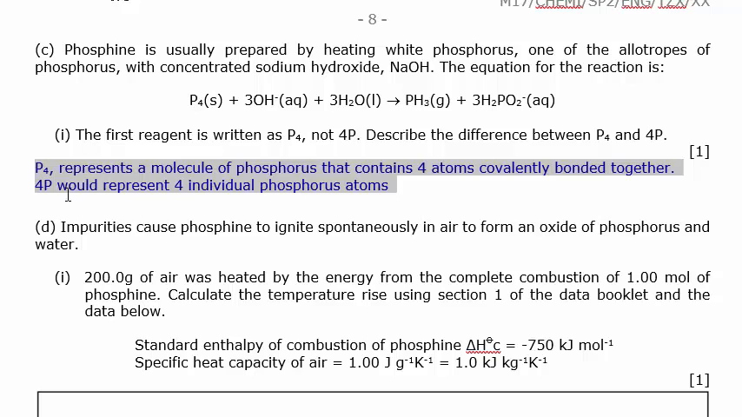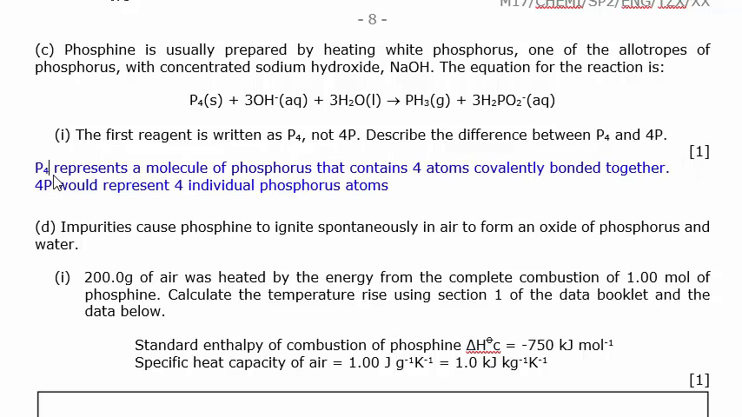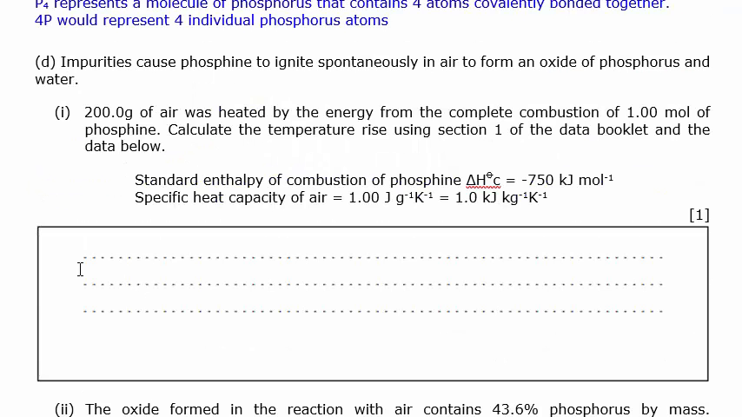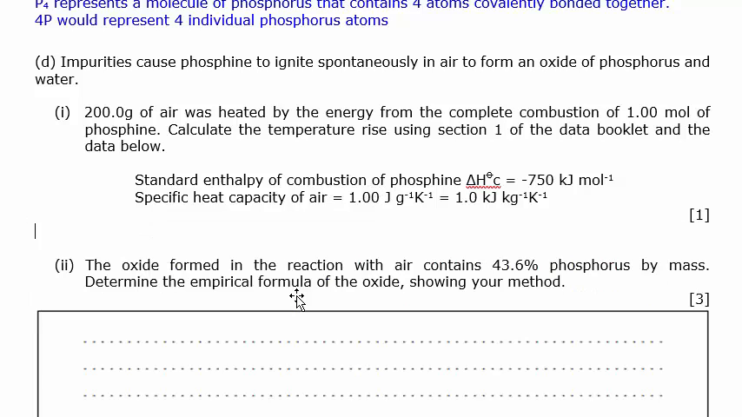Very important to understand the difference. You would never write 4p. 4p may appear in an equation, but it certainly wouldn't be written. The 4 is a coefficient. Okay, impurities cause phosphine to ignite spontaneously in air to form an oxide of phosphorus and water.